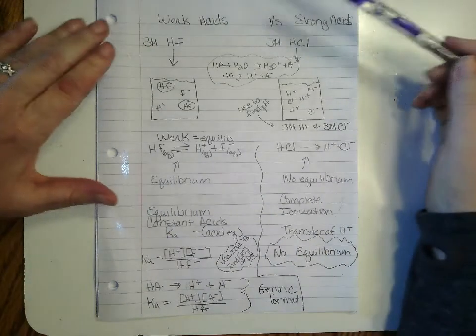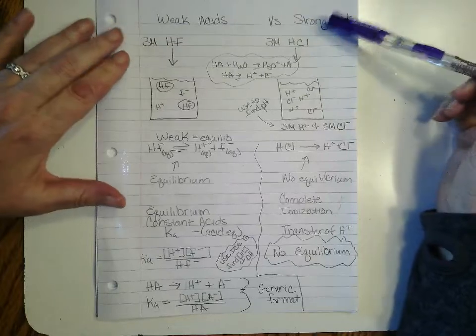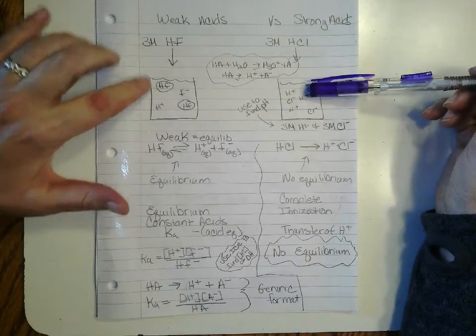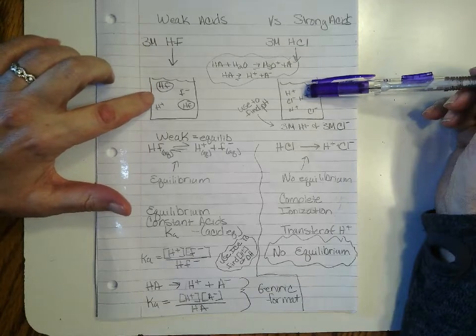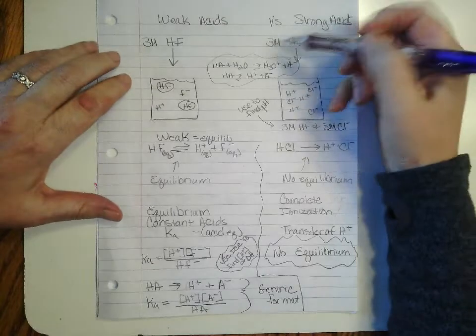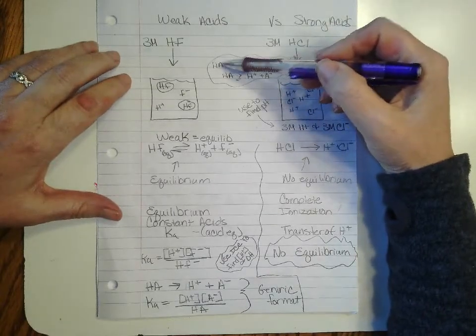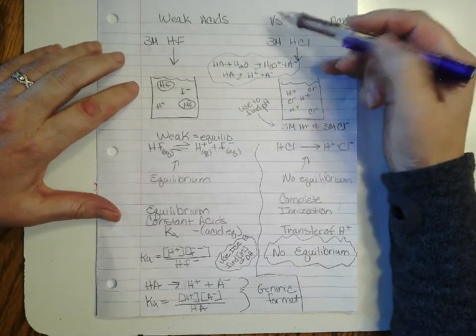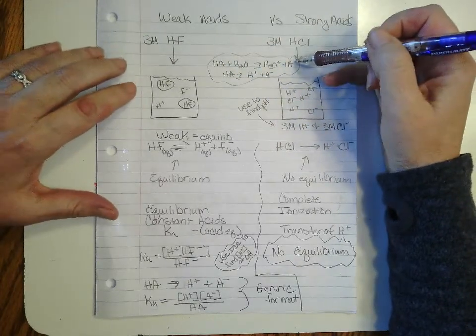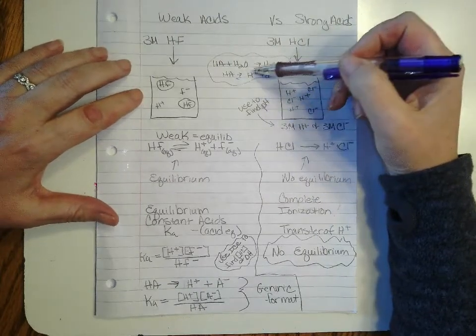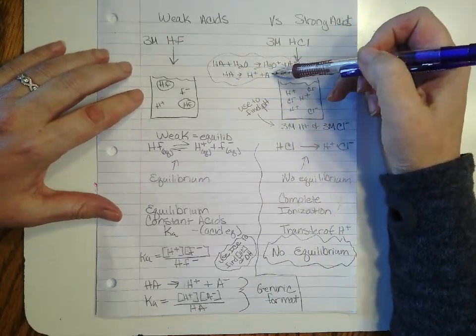Here are your notes on weak acids and strong acids, and remember they dissociate or ionize very differently. A weak acid only ionizes partially, and a strong acid will ionize completely. So here's a generic reaction: H plus the anion for the acid in water will make H3O+ and A-, but we usually write it more simply: HA yields H+ and A-.